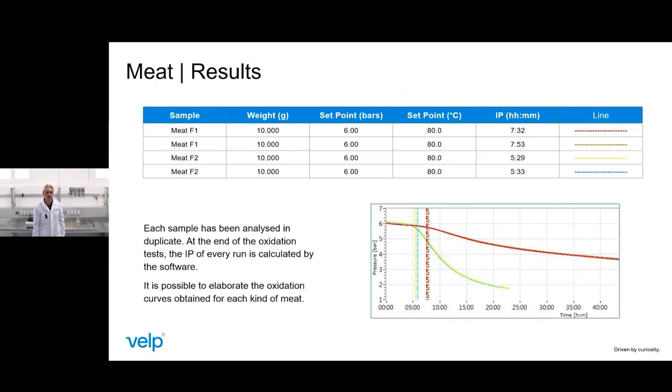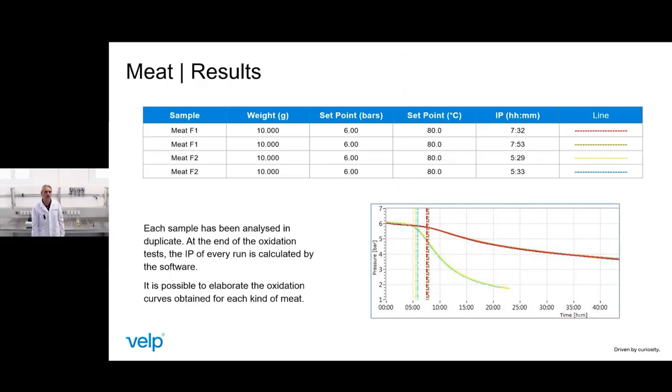We can see that the Oxytest reactor records the pressure change inside the reacting chamber. There is the absorbance of oxygen, and the instrument can generate different graphics. We can see the typical bending curve that is generated when oxygen is progressively absorbed by the meat, so during the oxidation process. The induction period is the time calculated at the inflection point.